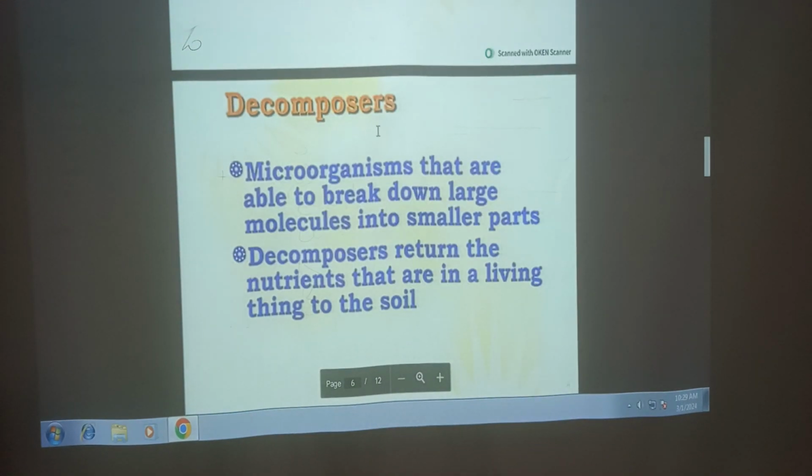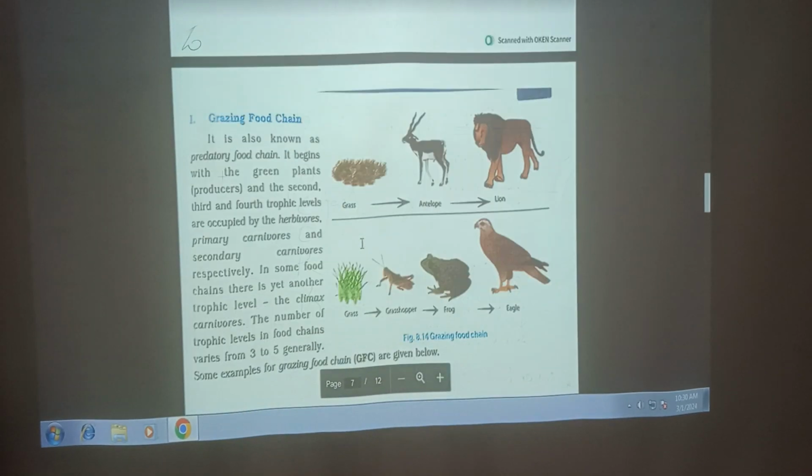And decomposers: microorganisms, different types of microorganisms such as protozoa, virus, bacteria, and fungus, that are able to break down large molecules into smaller ones. Decomposers return the nutrients in a living thing to the soil. These are the decomposers.